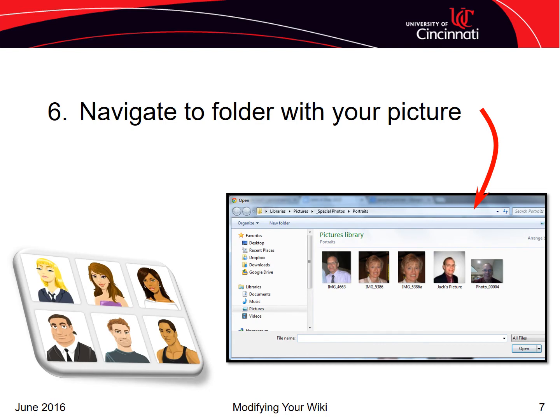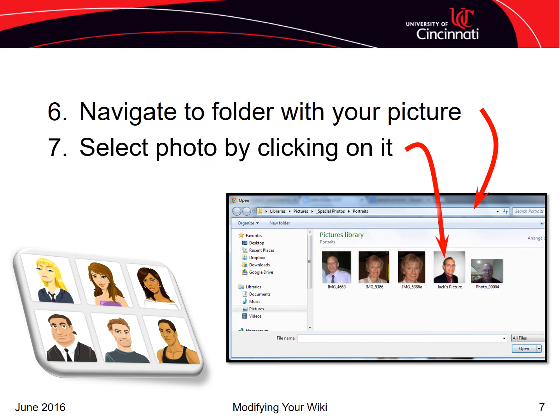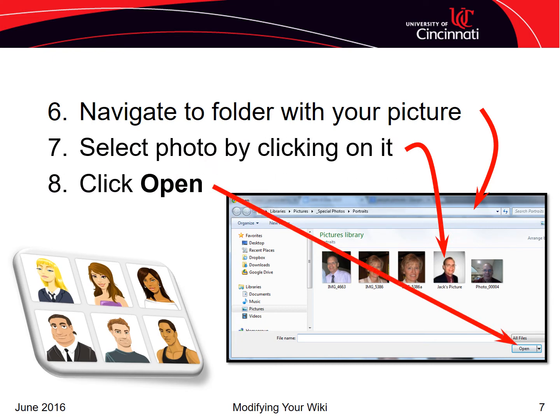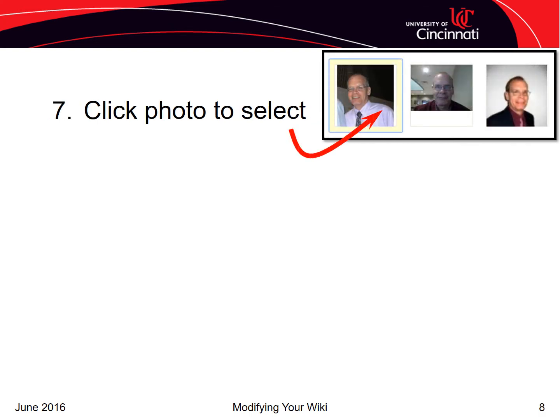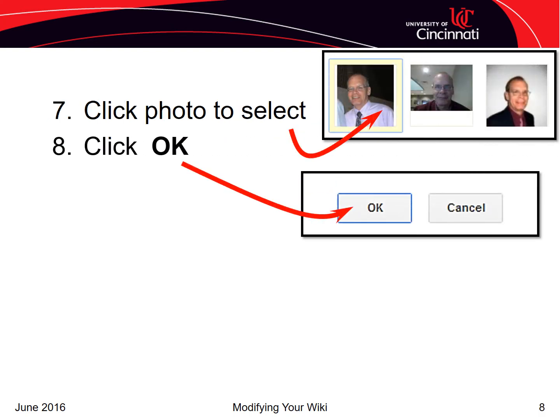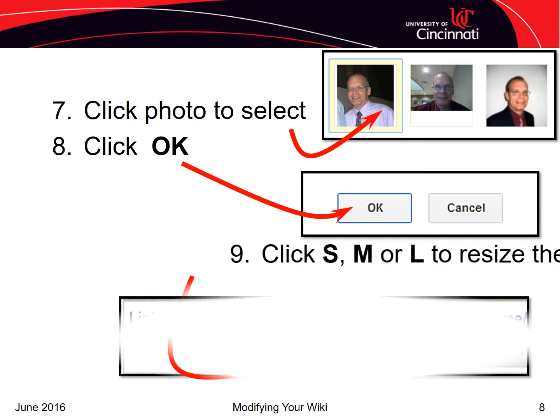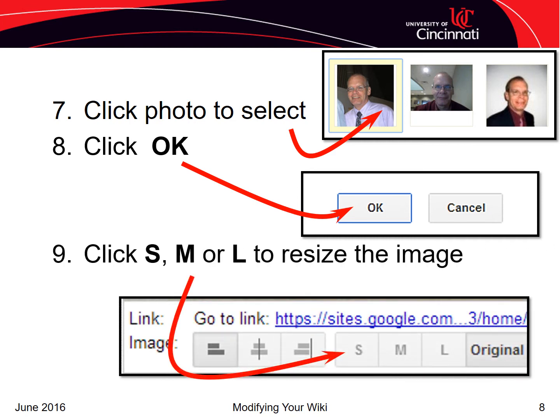You will now need to navigate to the folder that contains your picture. This assumes, of course, that you have a digital likeness that you would like to upload. If not, get a digital camera or cell phone, take your picture, and upload it to your computer. Select your photo and then click Open. Select the photo and click OK. You may have to resize the photo by clicking on the small, medium, or large, labeled SML, depending on the size of the original photo.